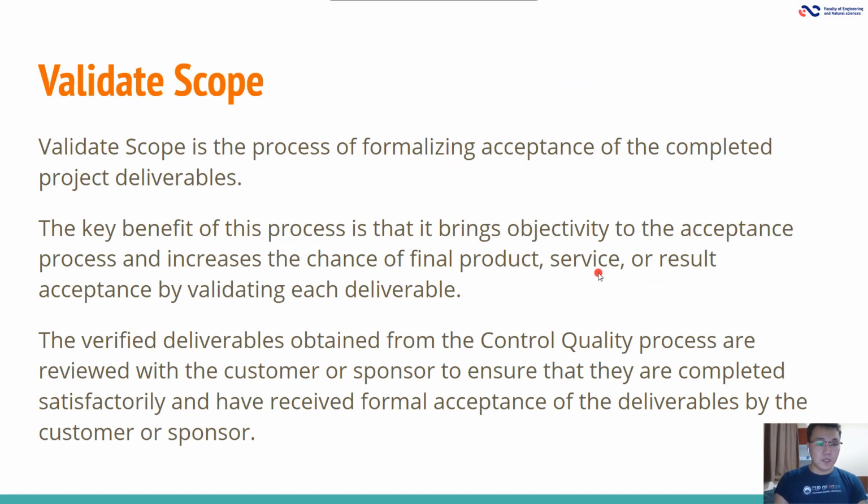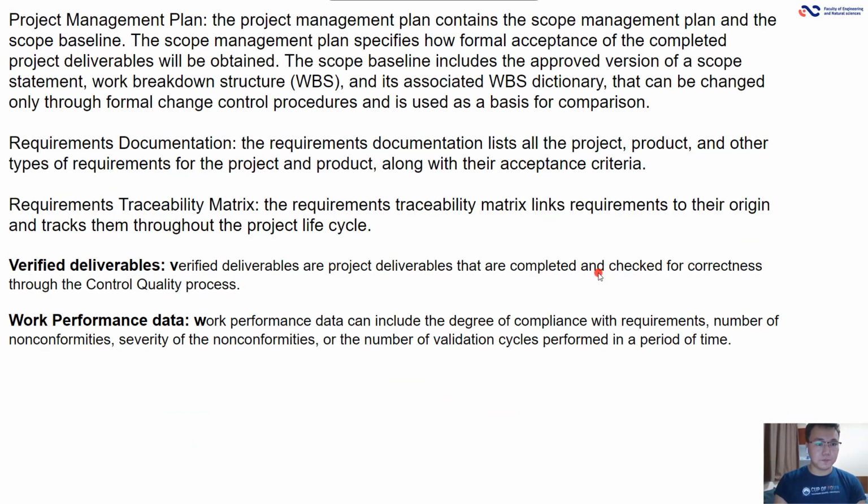Validate scope. Validate scope is the process of formalizing acceptance of the completed project deliverables. Here, the main thing which you have to know is verified deliverables. Verified deliverables are project deliverables that are completed and checked for correctness through the control quality process.